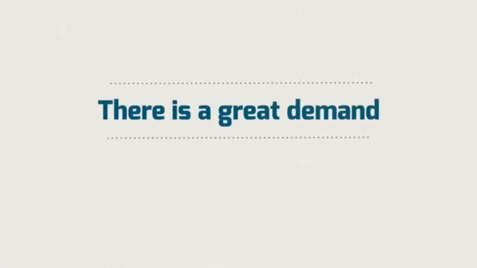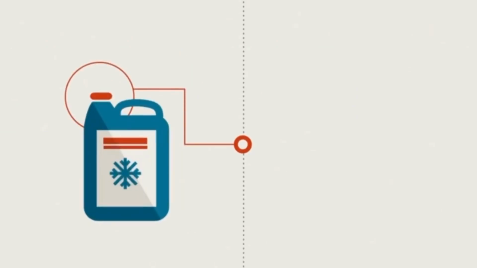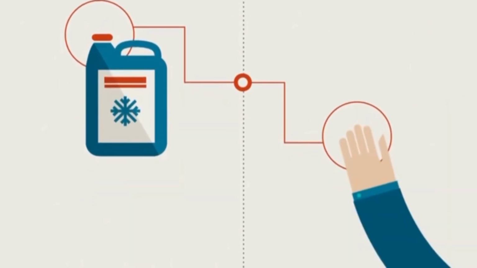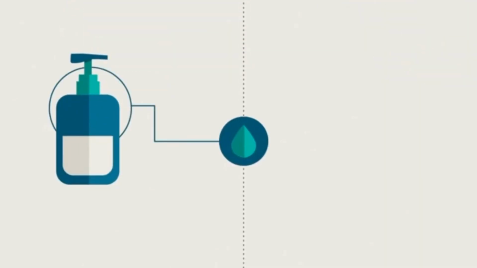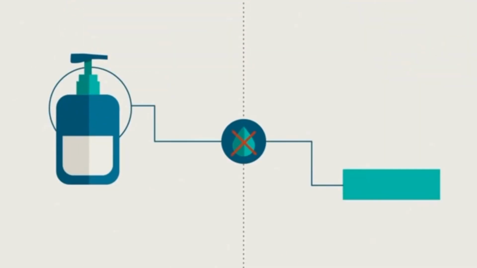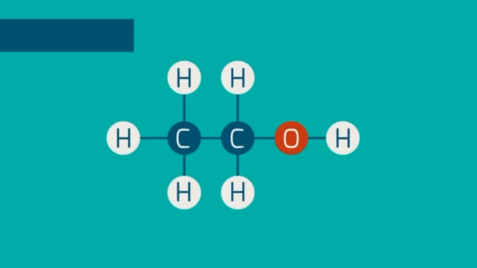There's a great demand for alcohols in industry. We use them to make antifreeze for our engines and for antiseptics to disinfect the skin. If you've ever used a hand sanitizer that works without water, that will have contained an alcohol. We also use a 2-carbon alcohol, ethanol, as an ingredient in alcoholic drinks.